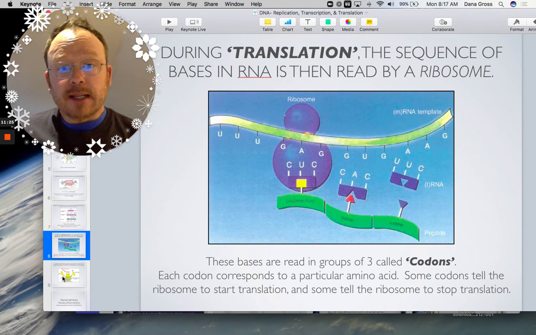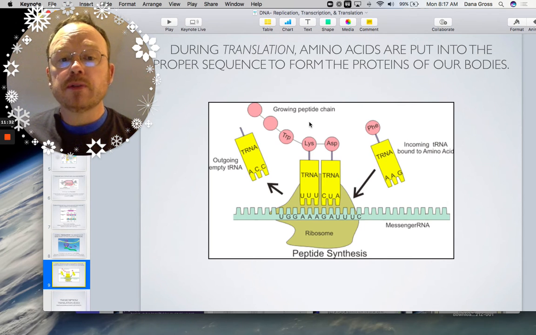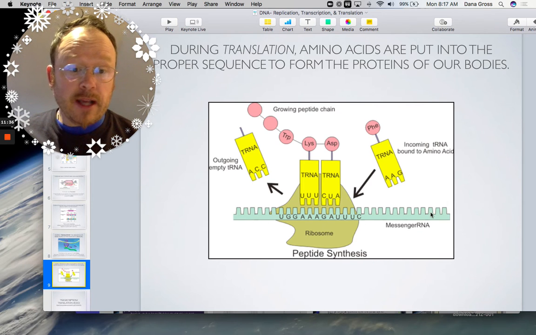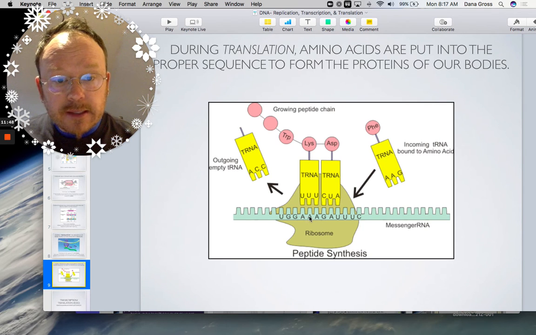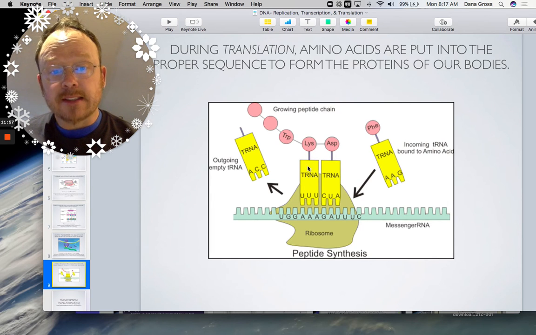Let's look at this next slide, and this will be the last one. It says during translation, amino acids are put into the proper sequence to form the proteins of our body. This is showing the same thing. In this case, the messenger RNA is this light blue strip, and you can see it's being read by a ribosome, which is itself another protein. In groups of three, AAA in this case, that code tells the ribosome to get this particular amino acid, which is called lysine.